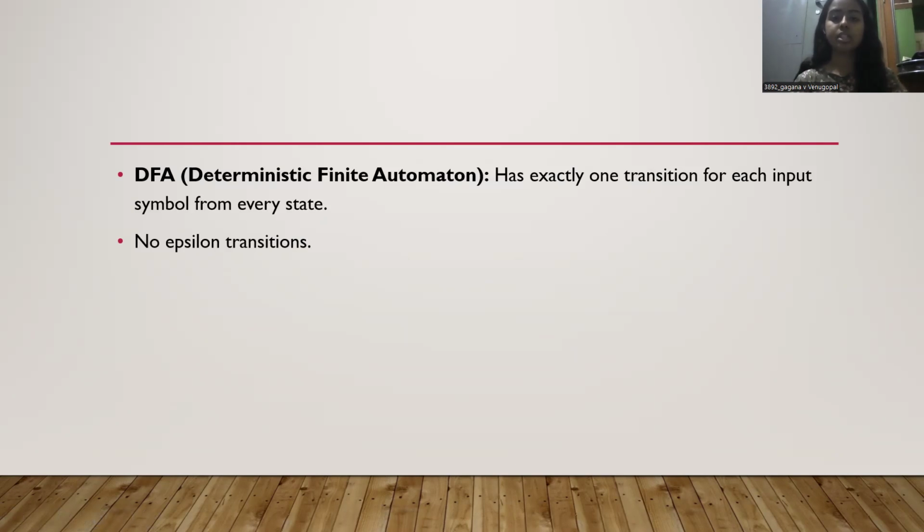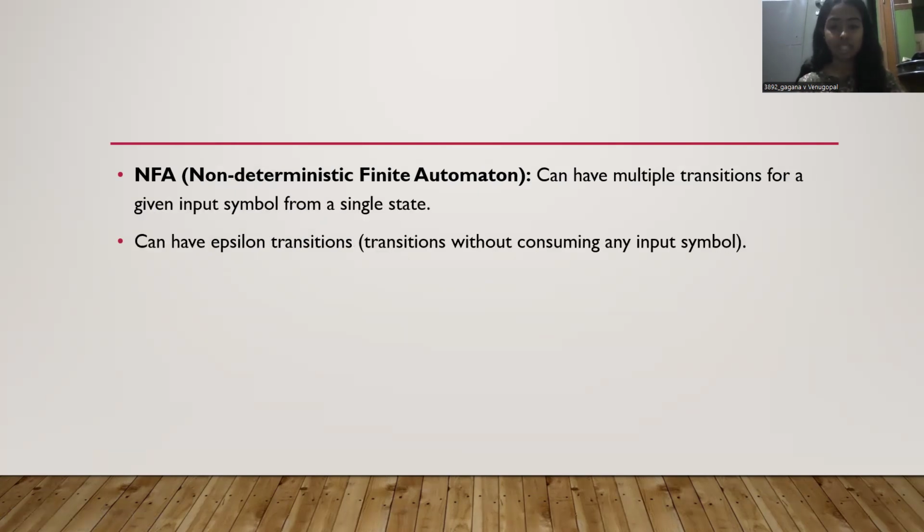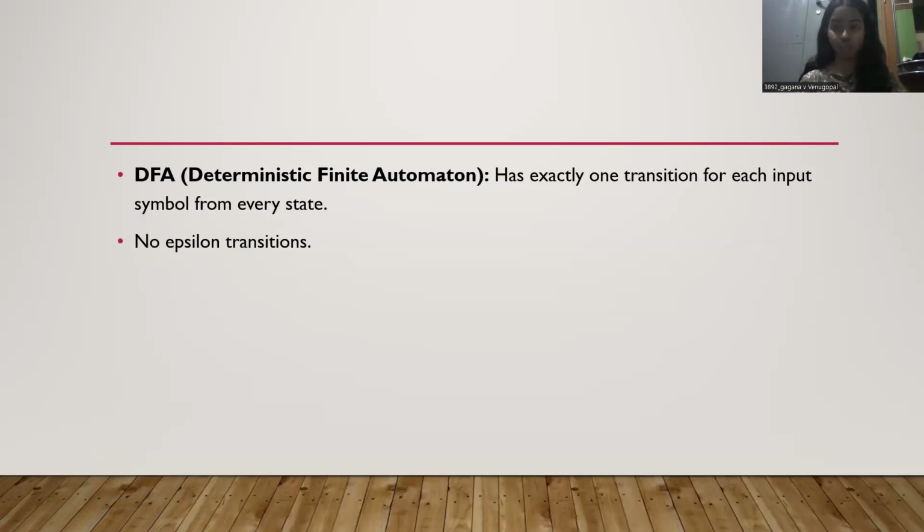So then, what is DFA? First, you basically need to understand the terms to dive further into the concept. DFA stands for Deterministic Finite Automata. It has exactly one transition for each input symbol for every state, and no epsilon transitions. An epsilon transition basically means a transition without consuming any input symbol, which is possible in NFA, but when it comes to DFA, it is not possible.